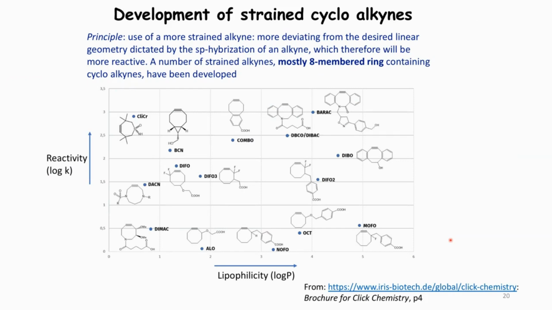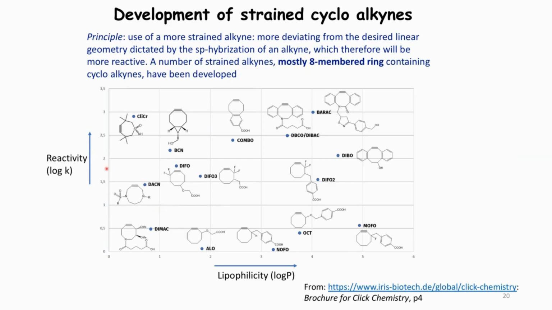Now, the development of strained cycloalkynes. A lot of people worked on that, and on this particularly nice slide, which is in the IRIS brochure for click chemistry, one sees the tremendous developments here. And one can see that a lot of 8-membered rings have been used, mostly 8-membered rings, because they give rise to these strain-promoted strained alkynes.